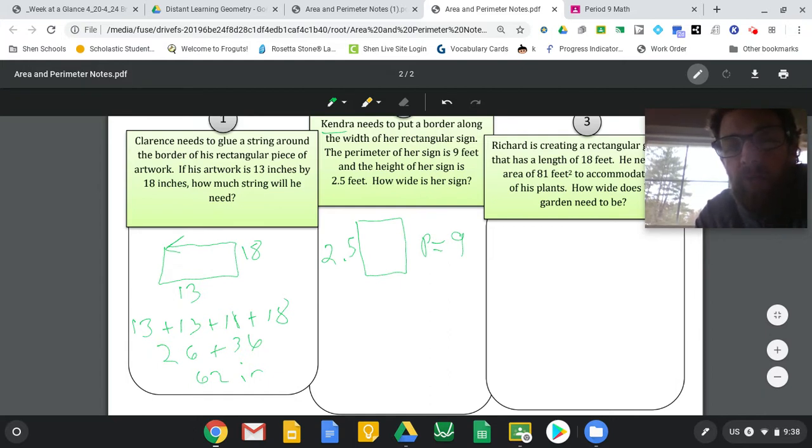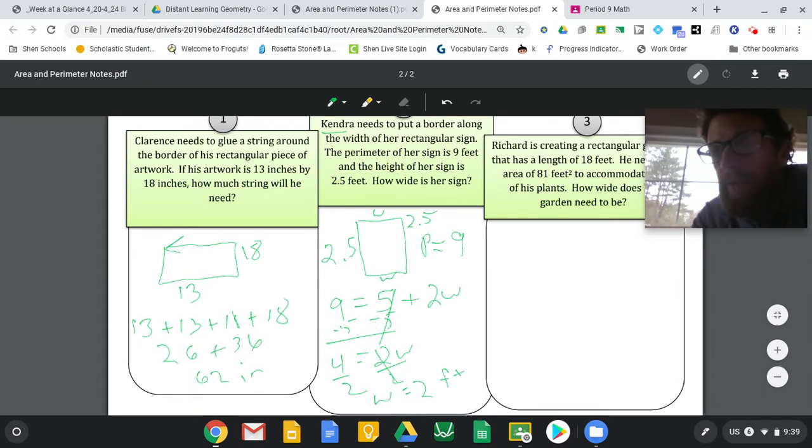Well, if the height is 2.5, then that means, let me squeeze in here, that other height is 2.5. So 9 equals 2.5 plus 2.5, which is 5, plus this width and this width right here. So that would be plus 2W, 2 of the widths, because that's what we have left over. And if we subtract 5 from both sides, you have 4 equals 2W, and you can already start to see that W is going to be equal to 2 feet.